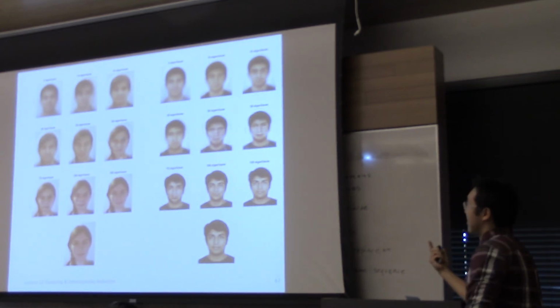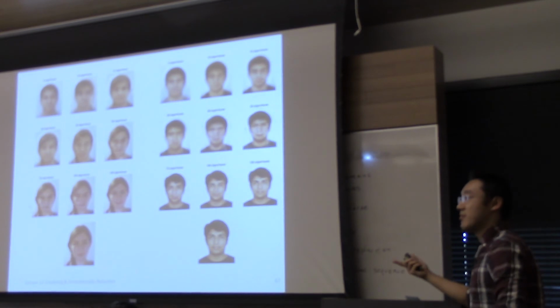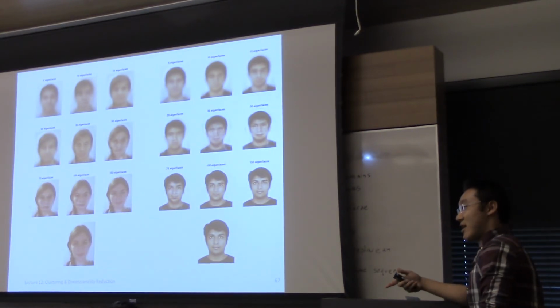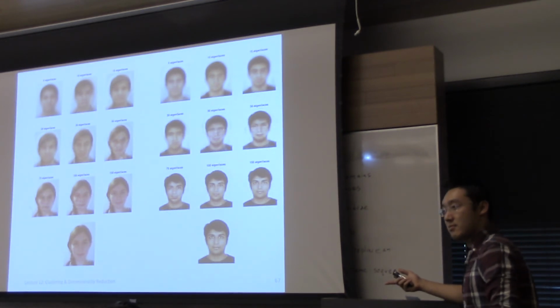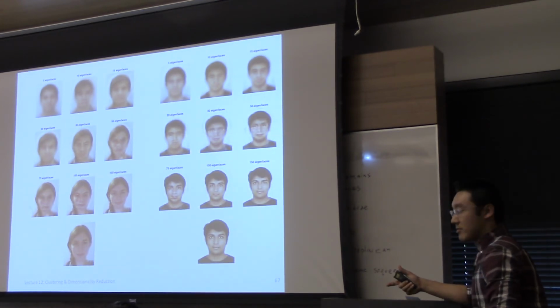This is something to keep in mind: when you take a PCA or SVD of a data set, you're actually capturing any distributional imbalances in that data set as well. So that's something to keep in mind.